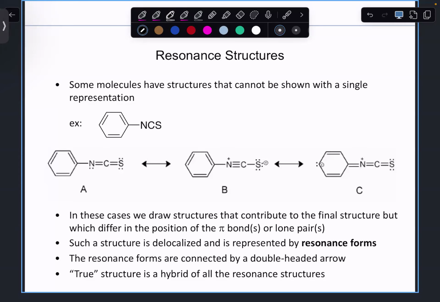So to illustrate this with arrows, the way we go from form A to form B is this lone pair on nitrogen gets pushed in to carbon. Now, notice what else?